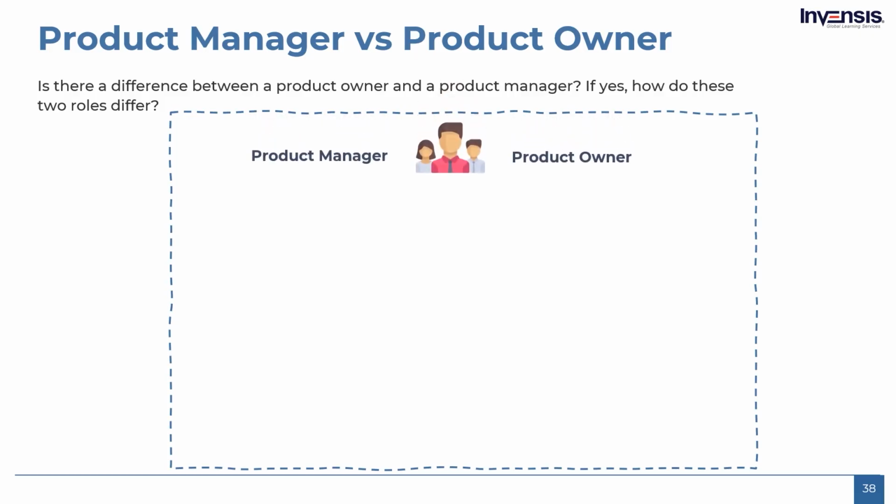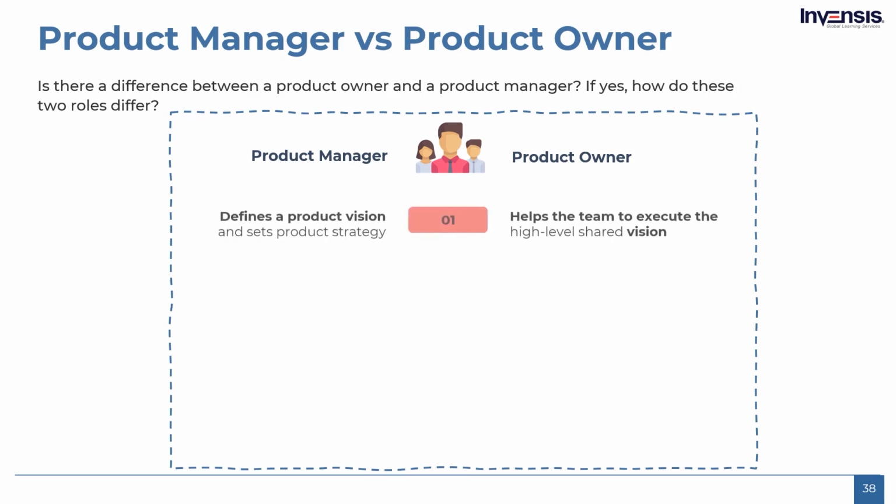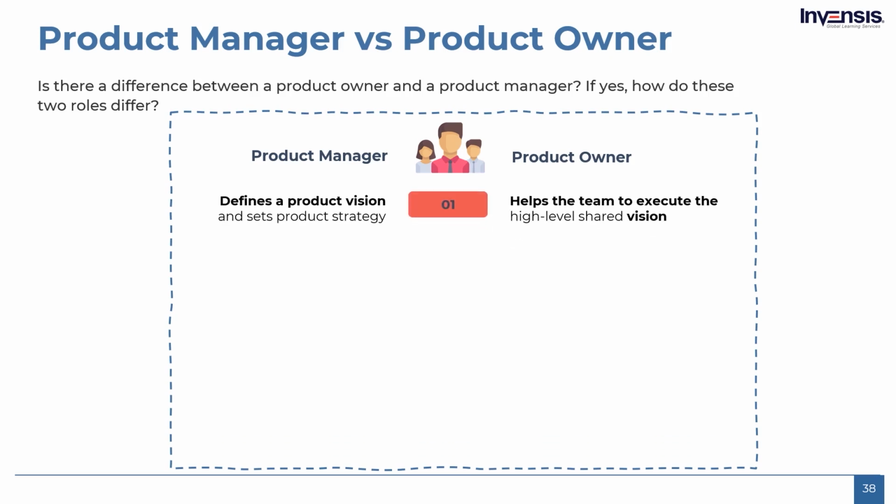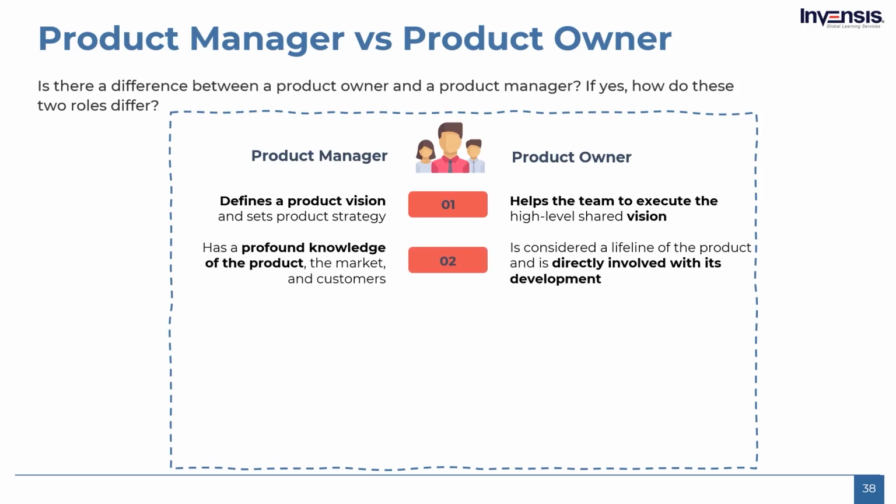There is a fine line between a product manager and a product owner role, and it depends on how the role is crystallized in the company's structure and culture. Let's discuss the subtle differences between these two roles. The product manager is mainly responsible for setting up the high-level product vision and coming up with a product strategy. On the other hand, the product owner is responsible for helping the development team to execute the high-level vision shared by the product manager.